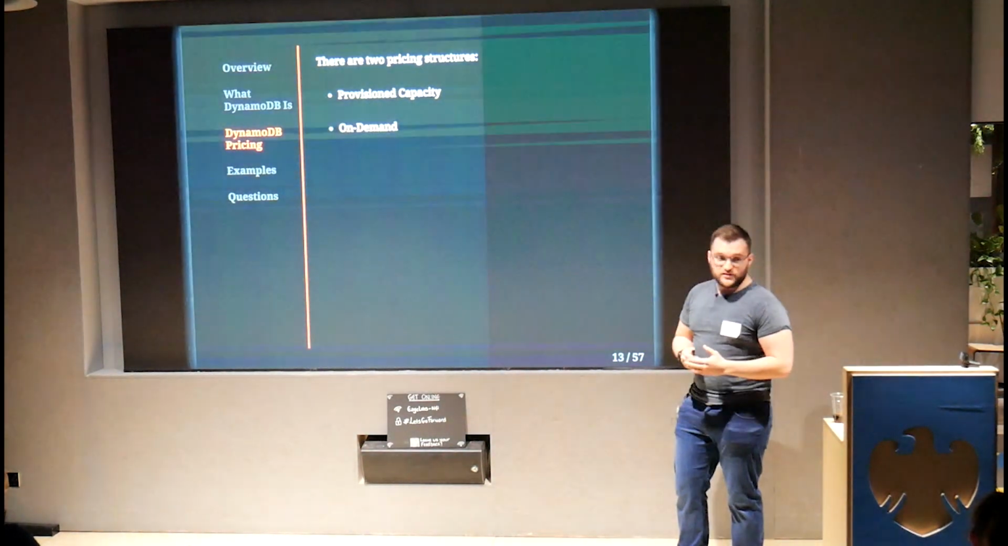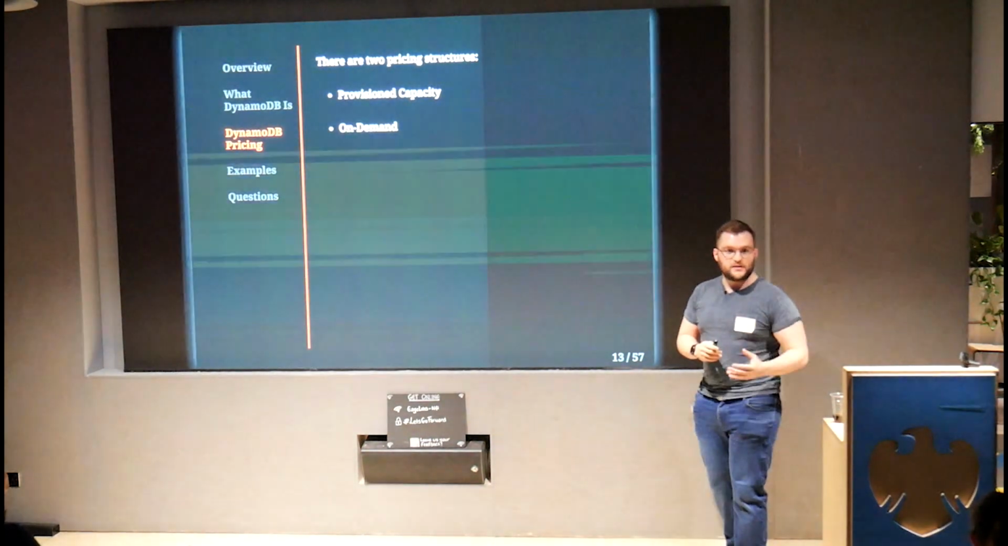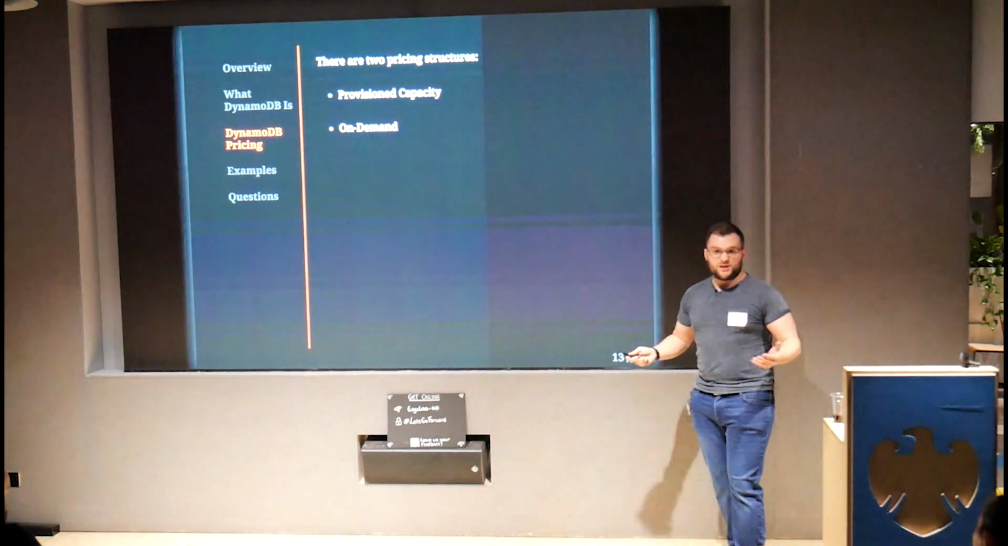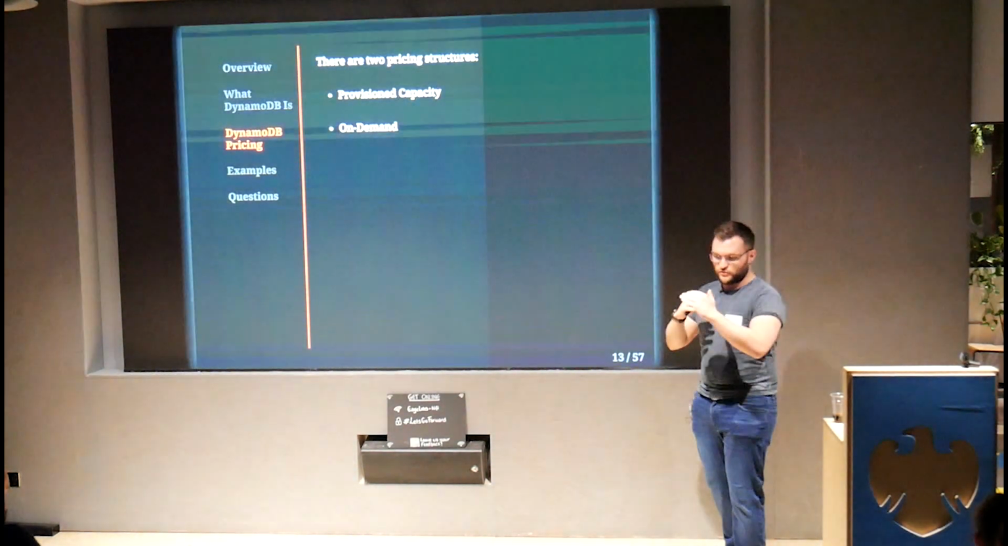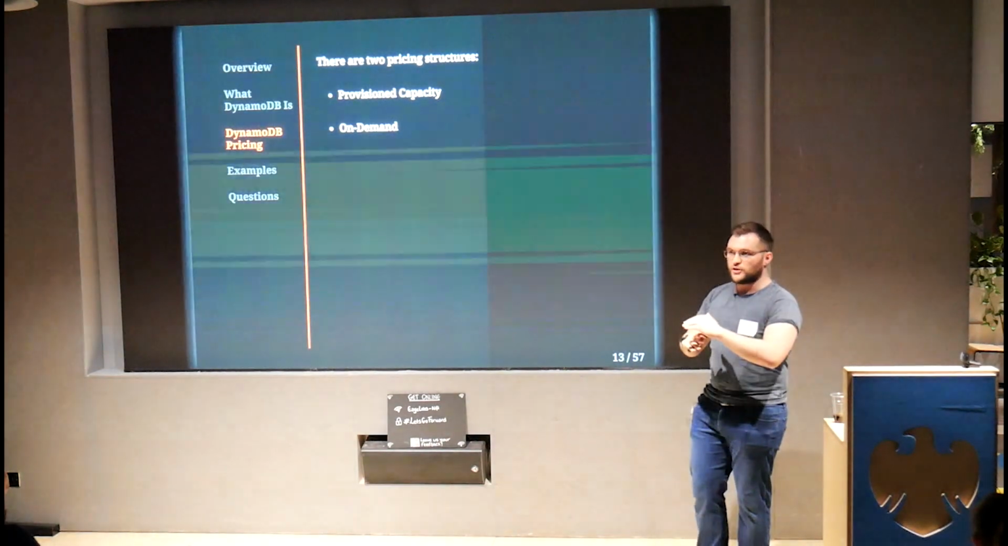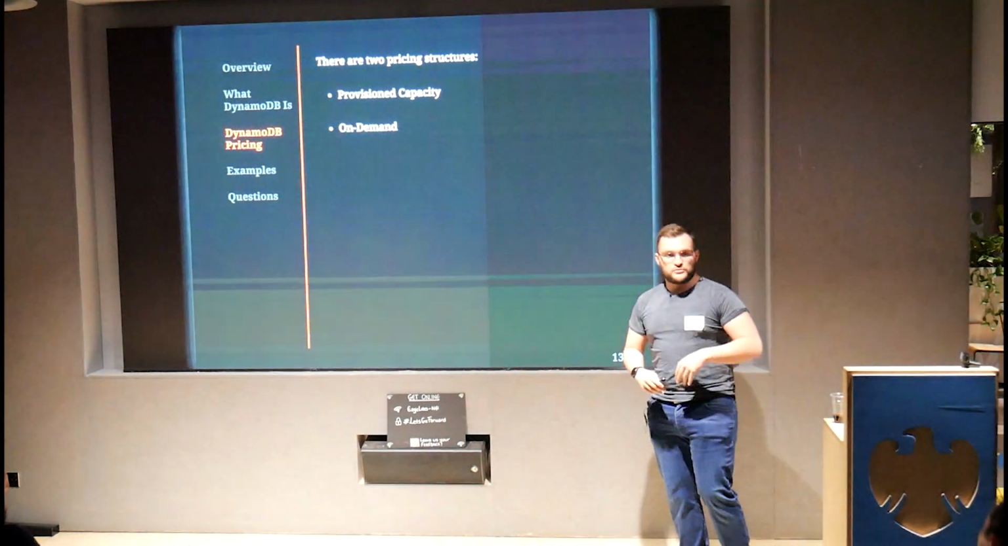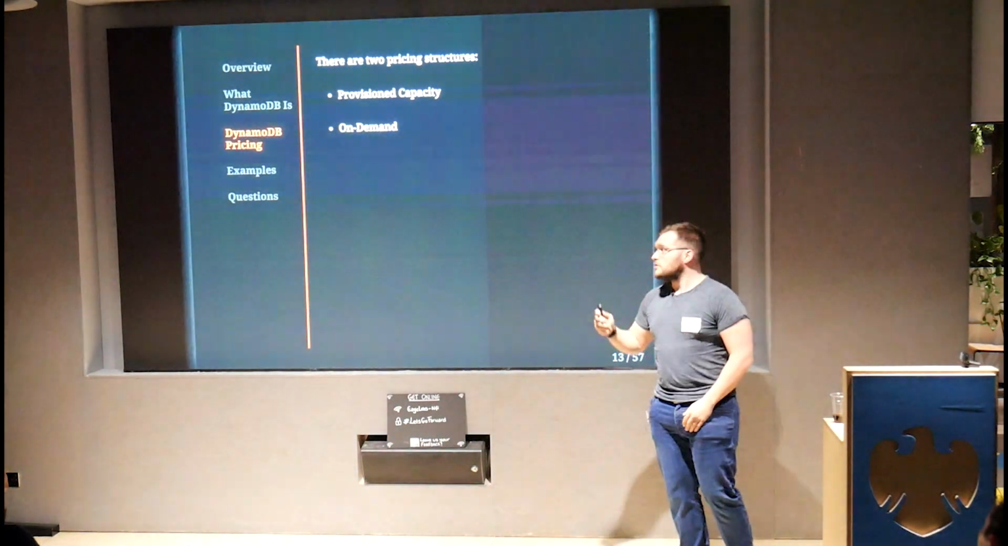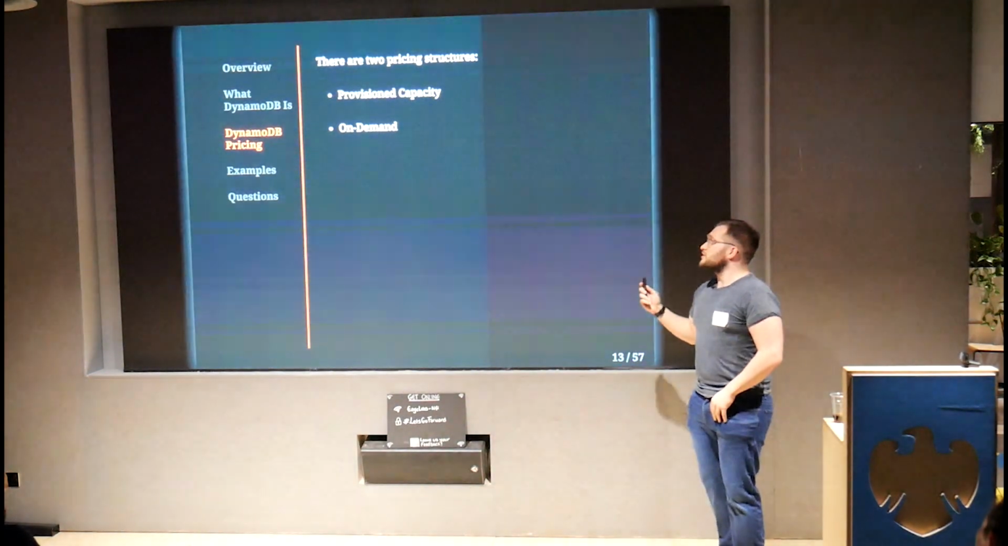The other way of doing it is on demand. On demand, instead of paying for throughput, you're paying basically per request. So you've got a model where you've got provisioned throughput. As long as you don't go above it, you're fine. And on demand, it'll sort all the throughput out for you, more or less. And you pay per request.